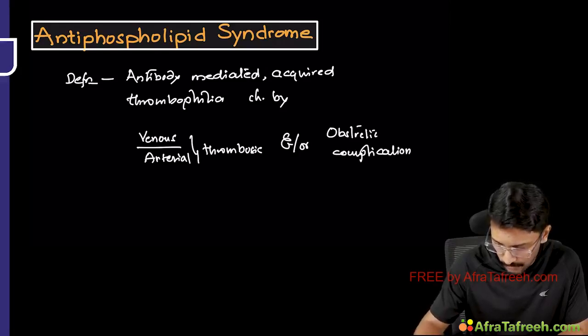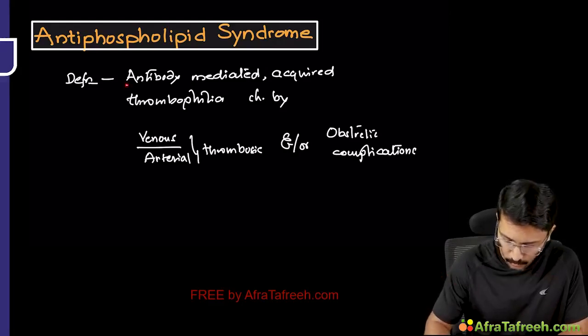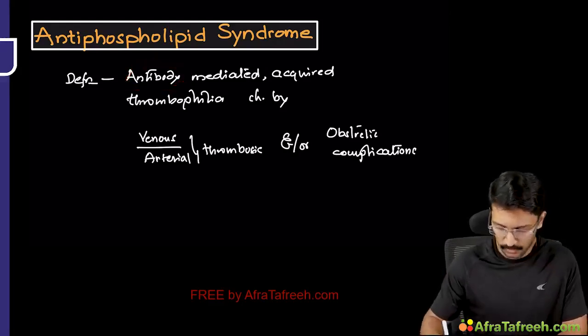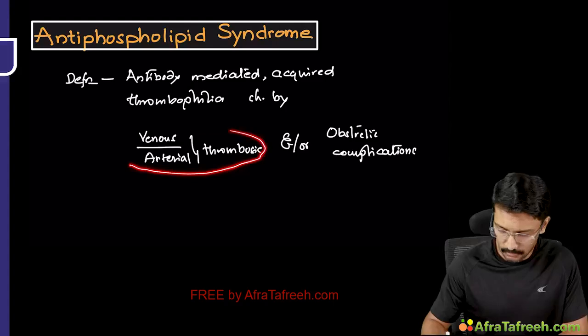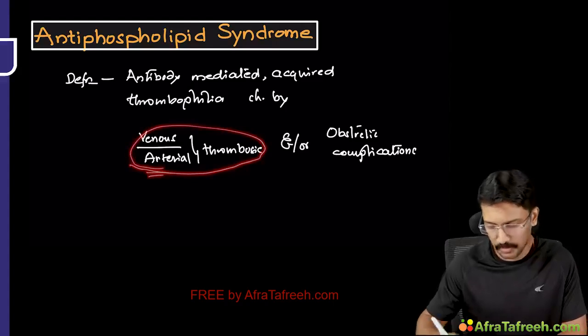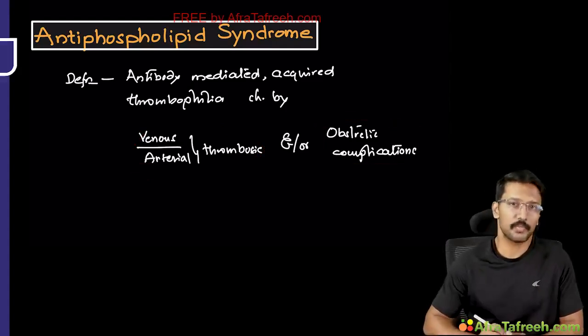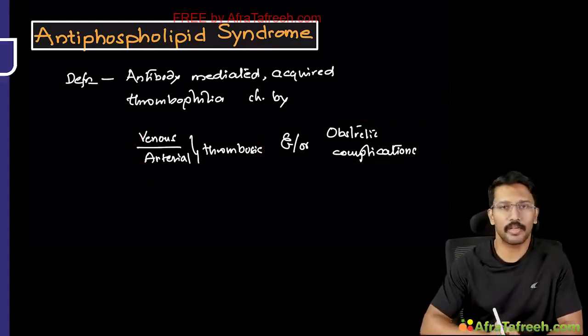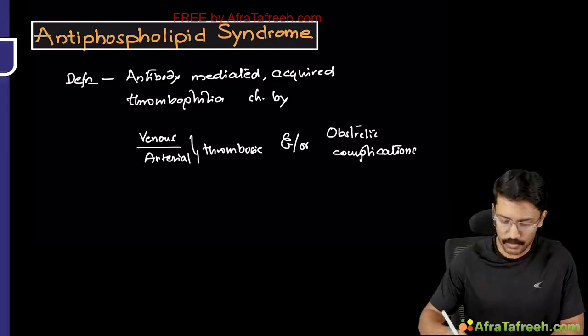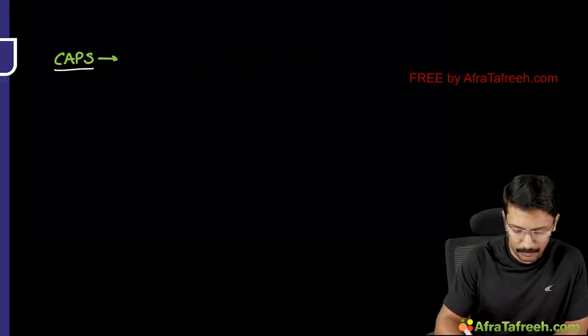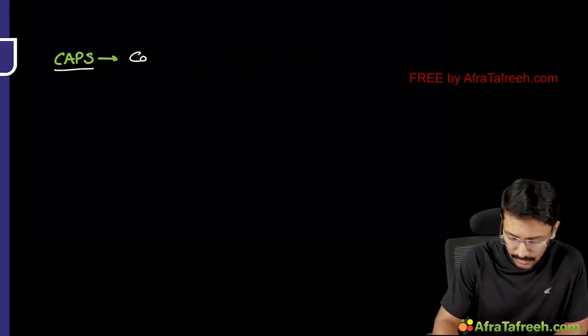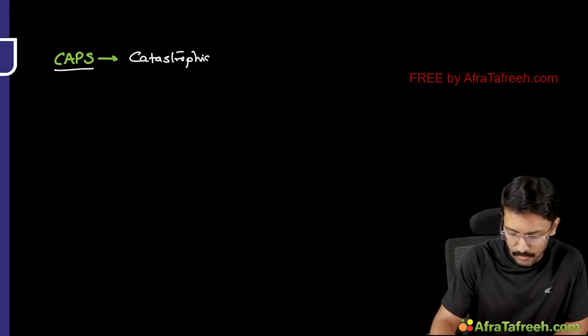So going forward, we should definitely have a good idea about what antibodies we're talking about, right? And what kind of venous and arterial thrombotic events we are likely to expect in these patients, and what obstetric complications we are likely to see. But before we discuss the antibodies, there is another terminology you need to be familiar with, that is CAPS. CAPS stands for catastrophic antiphospholipid syndrome, catastrophic APS.